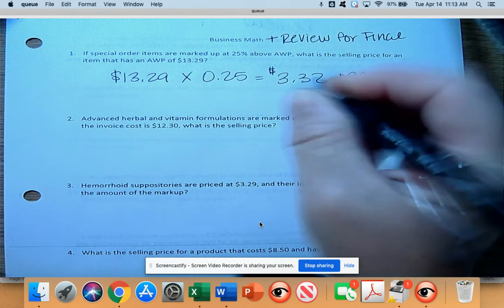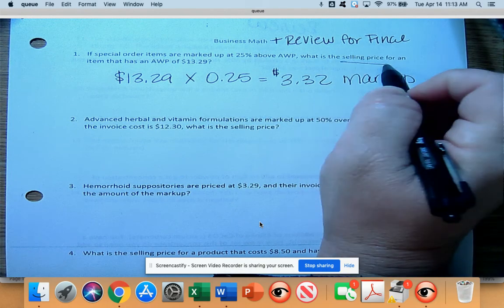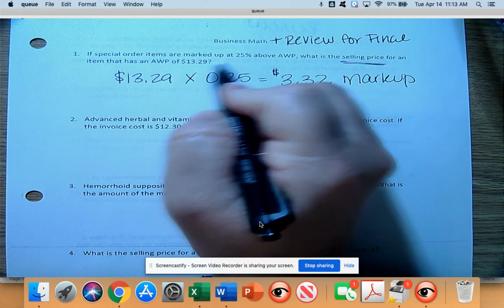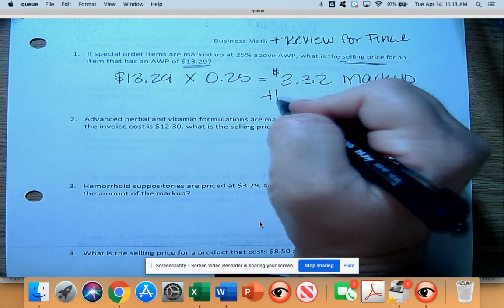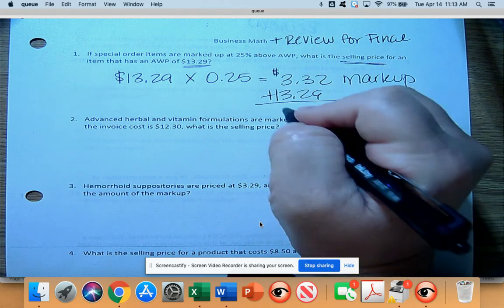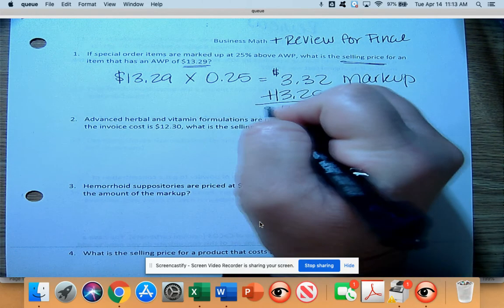$3.32. Now, in order to get my selling price, I have to add my markup to my AWP. So I'm just taking my $13.29 and adding the $3.32 to it for a total of $16.61.